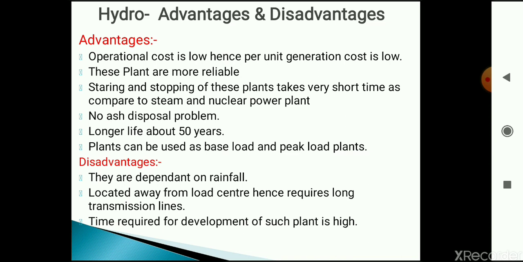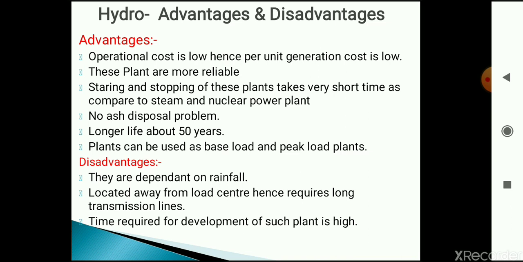Number two is these plants are reliable as compared to other plants. Starting and stopping of these plants is possible in a very short time as compared to thermal and nuclear power plants. Next, there is no combustion of fuel. That's why there is no ash disposal problem. Next is longer life, about 50 years. Last is plants can be used as base load and peak load plants. It is possible to use this plant in both ways.